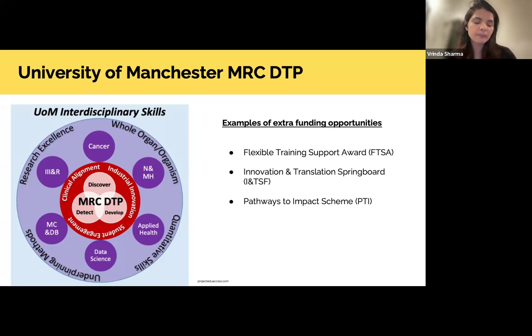Then last is the Pathways to Impact scheme, which is something that you can apply during your final year of PhD. So a lot of times it happens that you're doing a PhD, but throughout your 4 years, you don't get a clear idea of exactly what you want to do after your PhD, like immediately after. So it allows you to get funding for 6 months after your PhD.